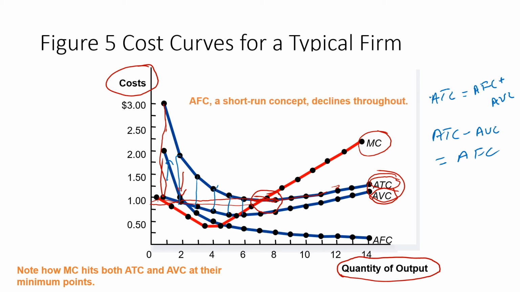Then finally we have the average fixed cost, which starts high but continuously decreases, and you see this gap and this gap, these will be identical. This gap and here this will be identical. Similarly, this gap and the gap between the two, these will be identical.